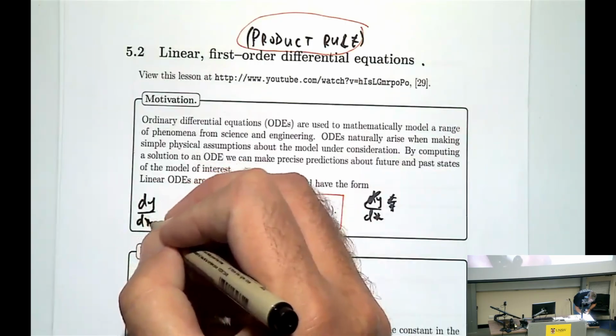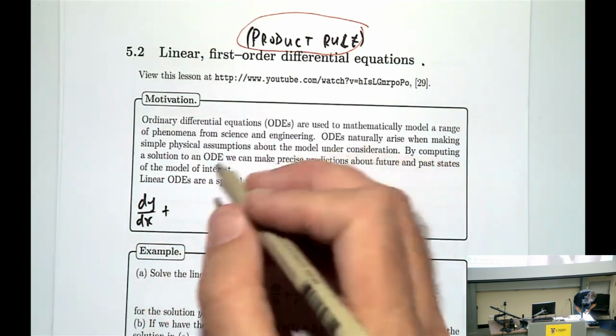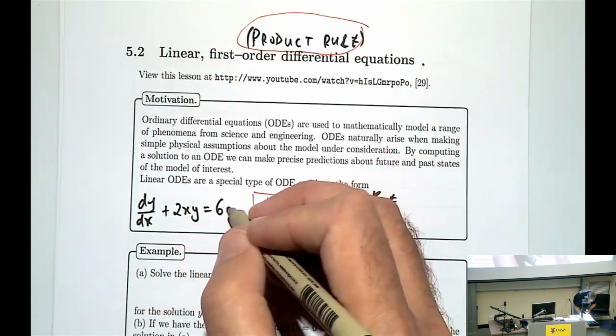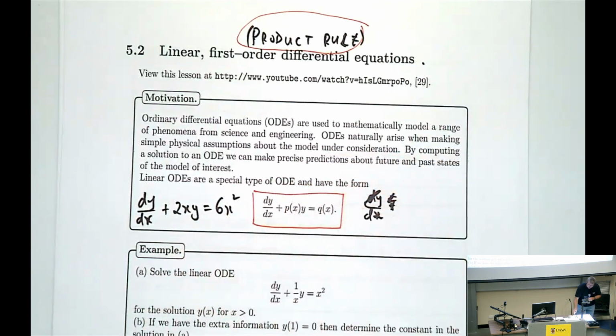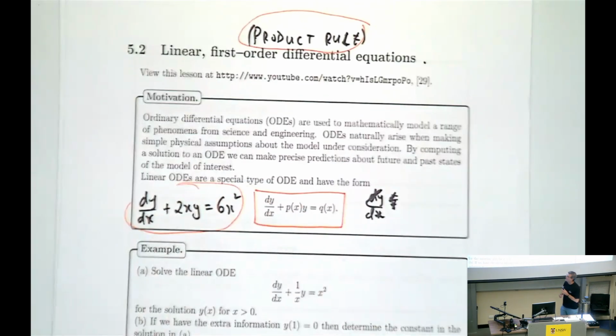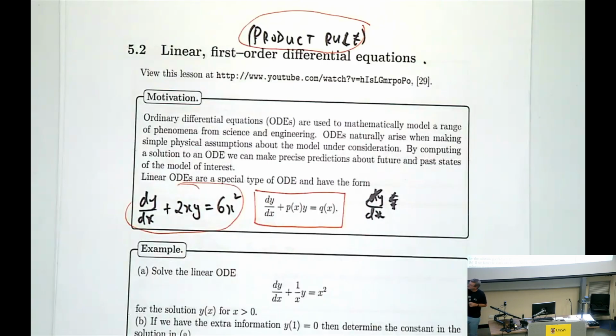Plus, I don't know, 2xy equals 6x squared. So this is an example of the general form. In this specific one, p of x would be 2x, q of x would be 6x squared, and we're looking for some function whose derivative plus 2x times its derivative gives you 6x squared.